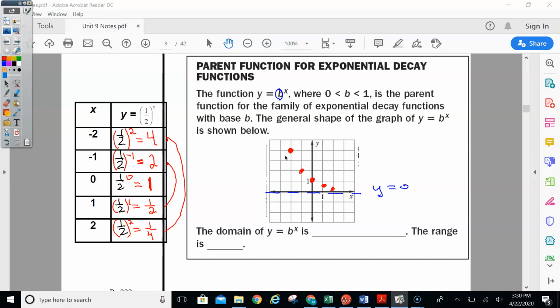So you're going to start high this time, and since it's decaying, it's going to get closer to the x-axis this way. So it's going down, it's decreasing from left to right. You still have the y-intercept at 0, 1.